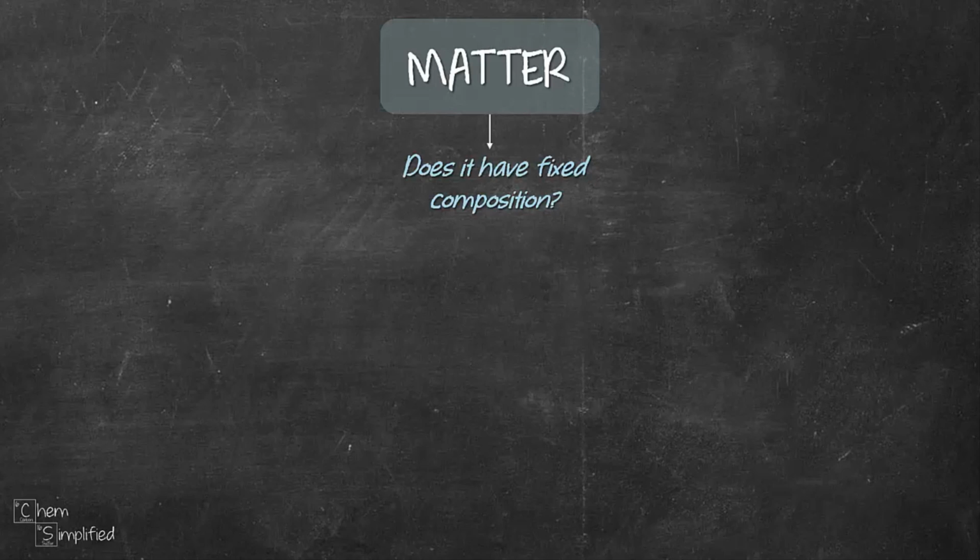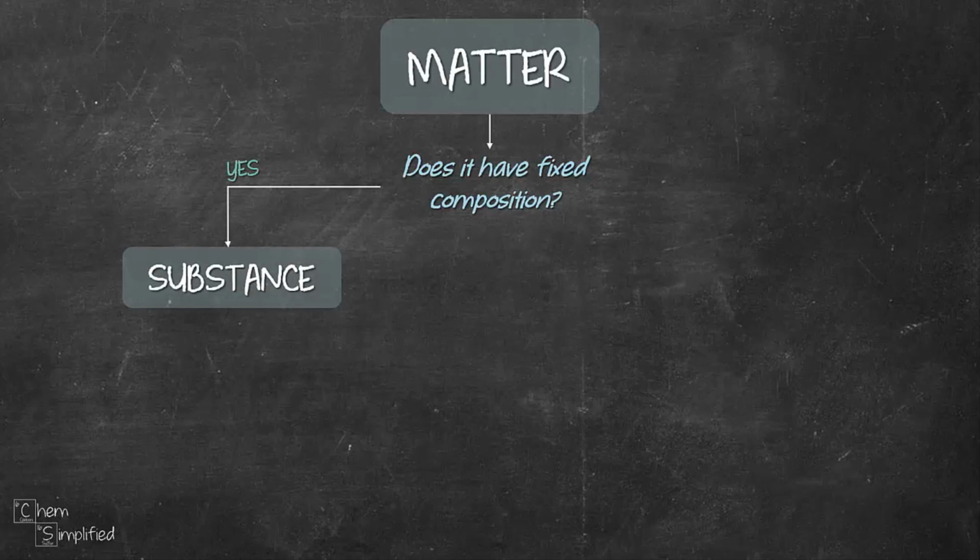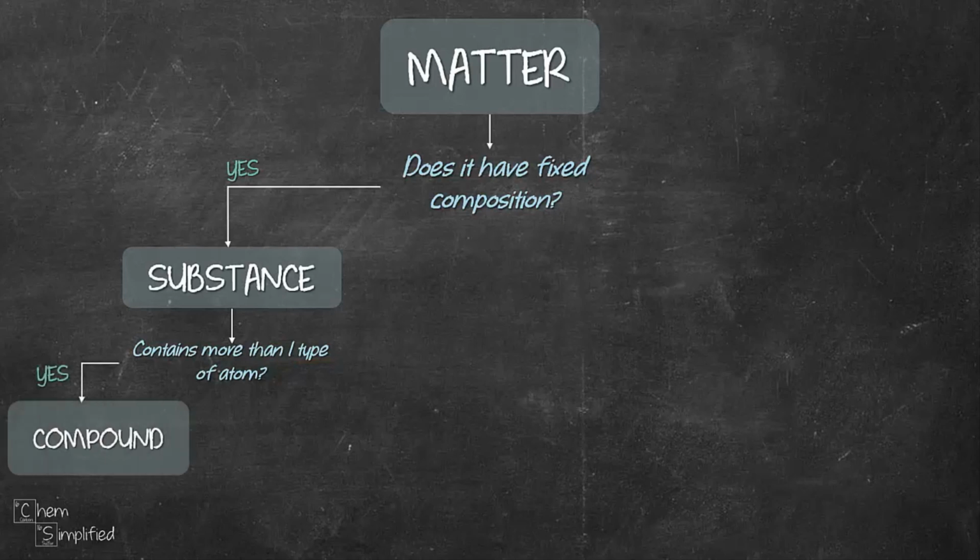Are we able to provide the chemical formula for that matter? If yes, then that matter is a substance. Then we can further classify it by asking another question, which is, does it contain more than one type of atom? The key point to keep in mind is that we are asking whether it has more than one type, not number, of atom. If it has more than one type of atom, the answer is yes, then it should be classified as a compound. Otherwise, if it only has one type of atom, it should be classified as an element.